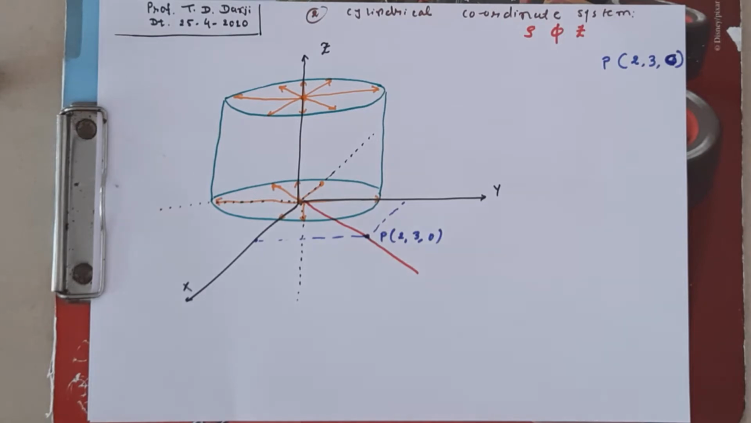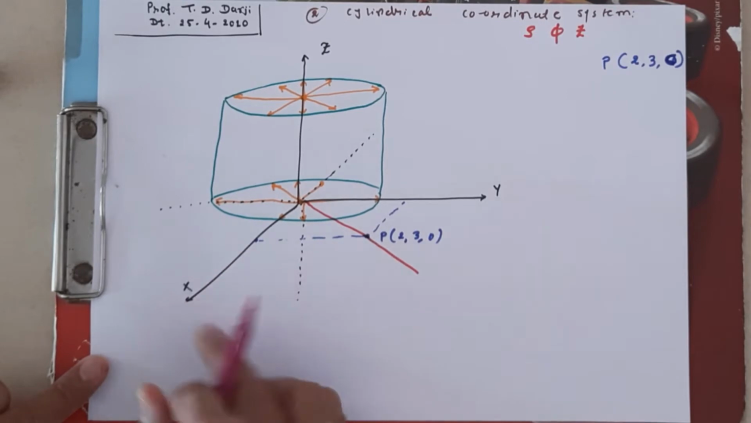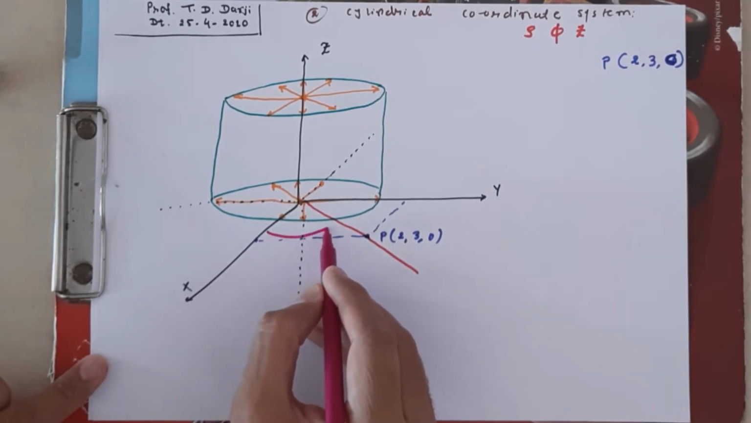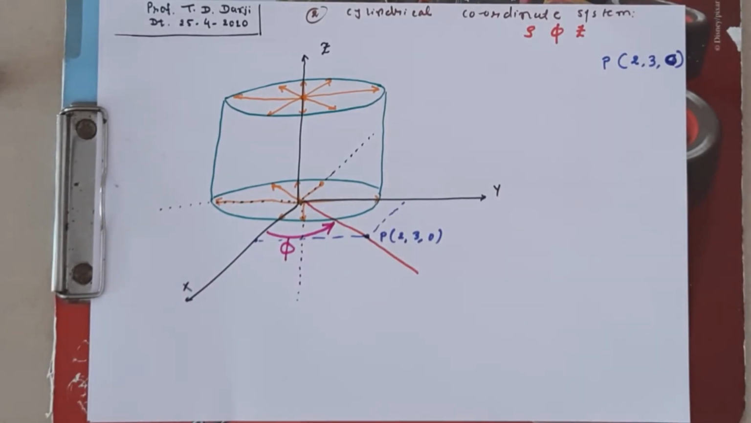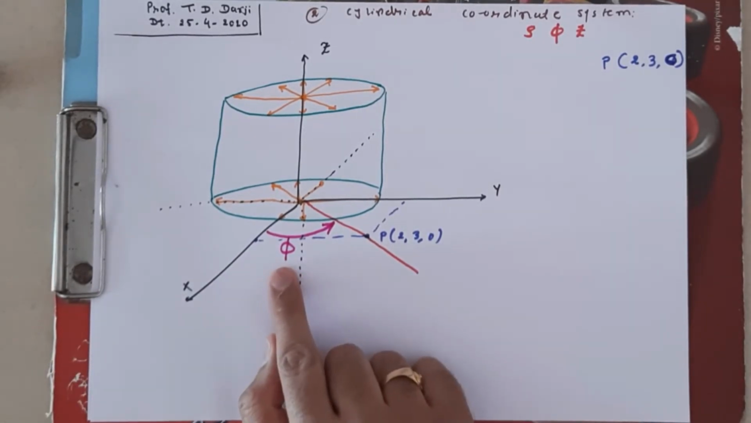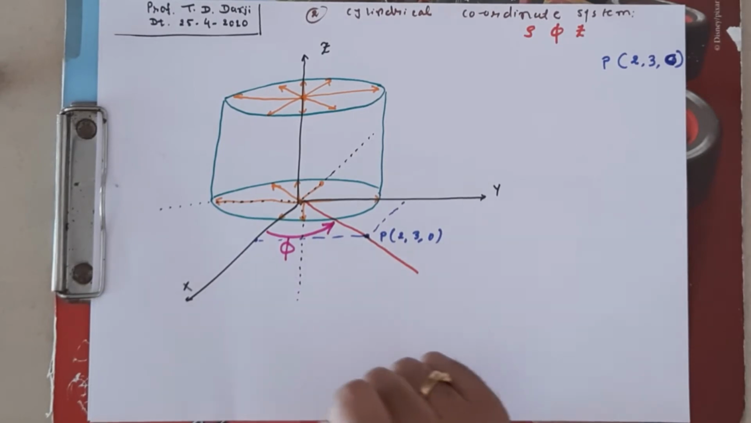The line which is passing through the point on the xy plane with respect to the x axis. So this angle is known as the phi angle. Phi is nothing but an angle with respect to the x axis.